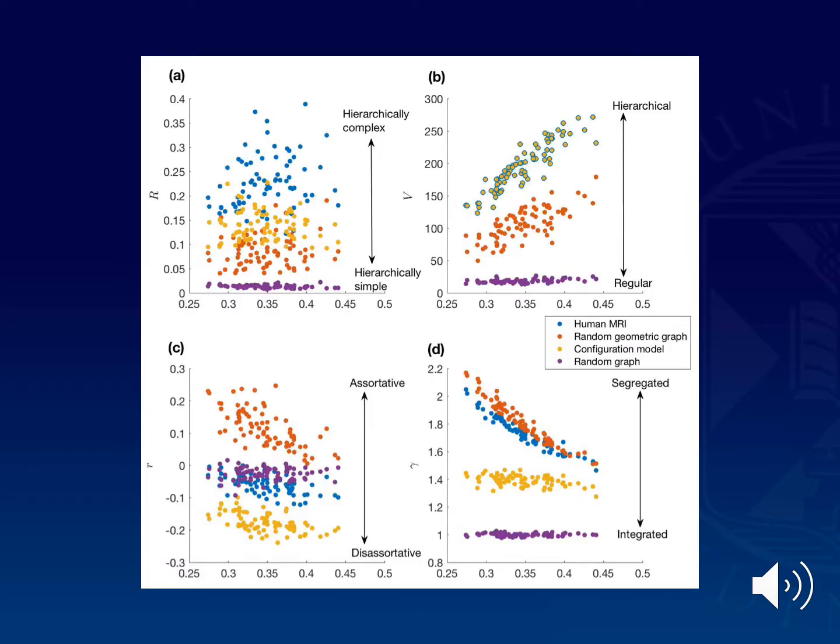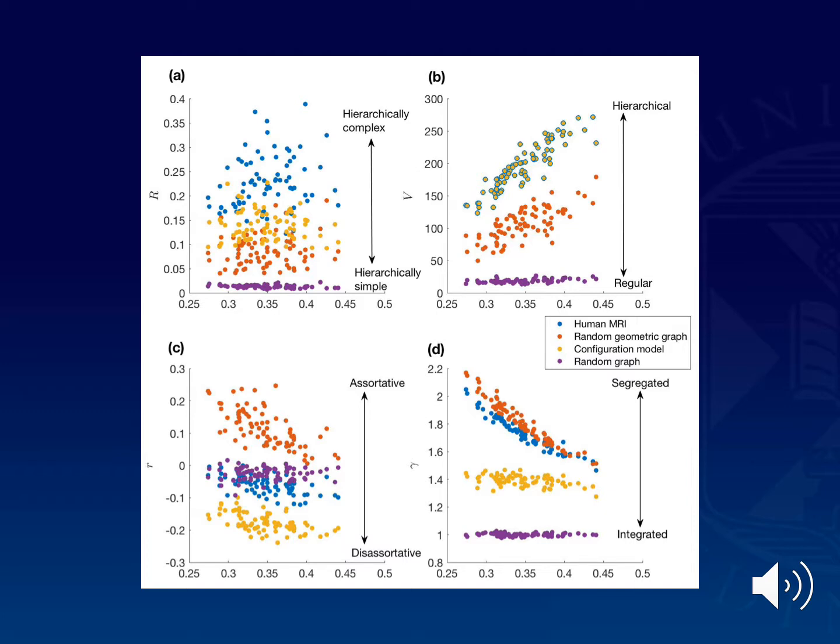So we've applied a range of different network indices to a range of different models. On the top left is hierarchical complexity, and we see very clearly that the human MRI is more complex here than all of the null models that we've generated. And there's almost a spectrum, going from the completely random graph to the random geometric graph, where we've got geometric localities fixed but randomized in the geometric space. And then we've got the configuration model, which is slightly more complex, but the most complex is the human MRI.